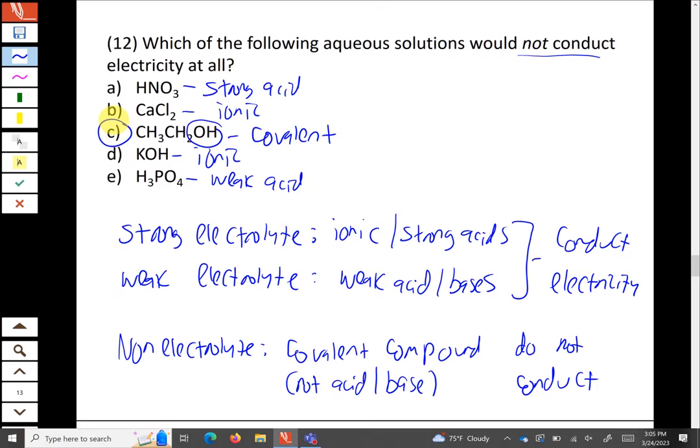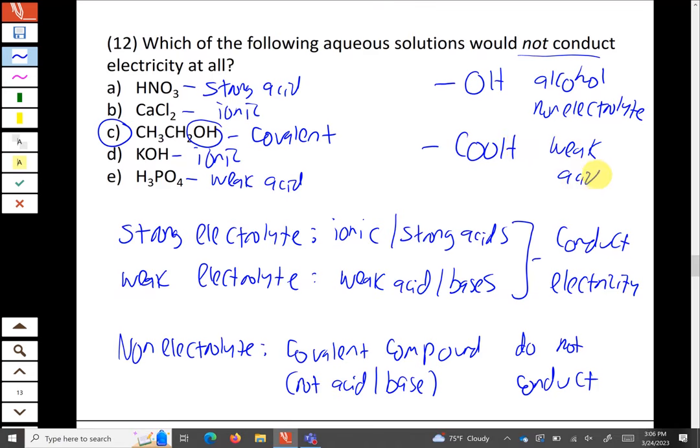Now, in deciding which ones are covalent compounds and aren't acids, really the ones you should be familiar with are things like this that end in OH. Just to be a little bit careful, though, if it ends in just OH, that makes it an alcohol, which makes it a non-electrolyte solution, totally covalent. There are some related ones that end in COOH. For example, acetic acid is one. These ones are acids. These are weak acids. Don't be confused by those. If it just has OH at the end, it's an alcohol, non-electrolyte.